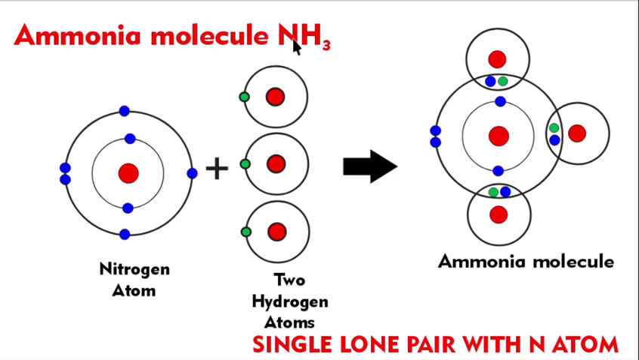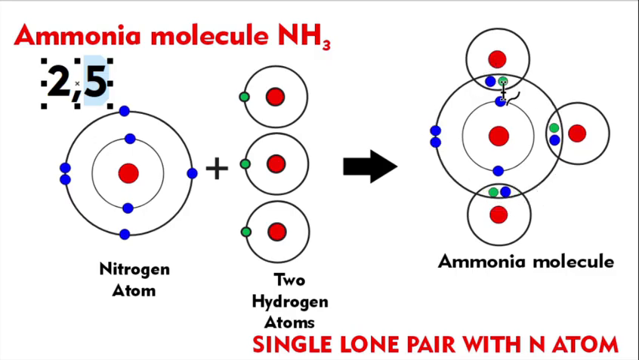Ammonia. Another example, ammonia, NH3. So nitrogen, you know, in the outermost shell, 2,5. Its atomic number is 7. In the outermost shell, it has 5 electrons, not completed. They need to share 3 electrons. So each electron is shared with a single hydrogen atom. Since 3 are needed, with 3 hydrogen atoms, they are going to share.